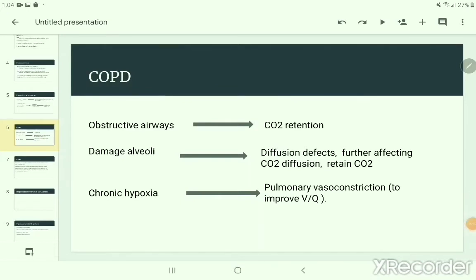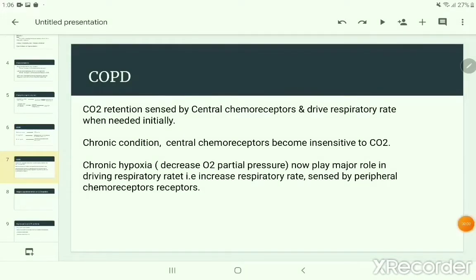So these three basic mechanisms cause an increase in carbon dioxide level in the body. Now this increase in the carbon dioxide level in COPD patients is sensed by the central chemoreceptors initially, and it increases respiratory rate in order to exhale maximum carbon dioxide.